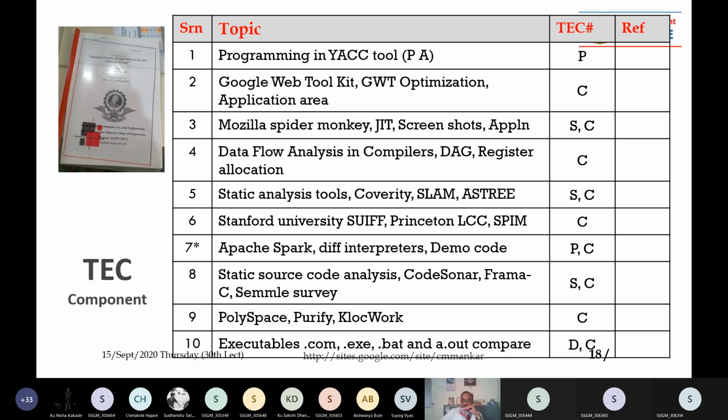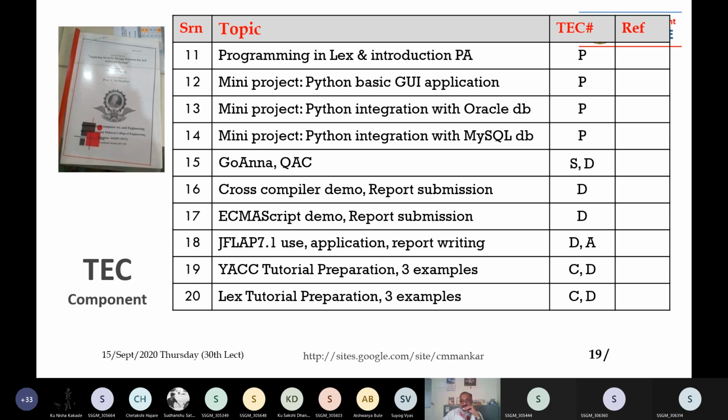You have to Google and you have to learn. Case study means you have to learn about a new topic, generate a report, and submit that report. So this is another slide. There are 20 points, that is 20 topics or areas. You have to submit it.